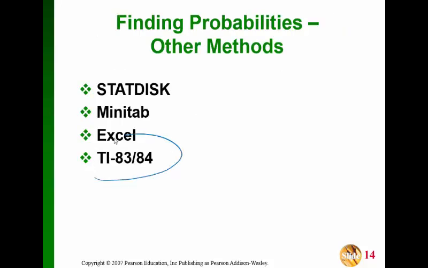So other methods, Excel has a way to do it. For us, we'll focus on TI-83. If you ever need to find out a normal distribution probability using Excel, just YouTube it, and you'll find it there. And they'll tell you exactly what calculator or what command to type in Excel to find your probability.